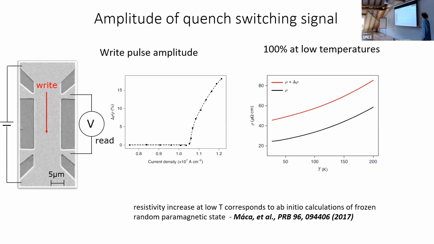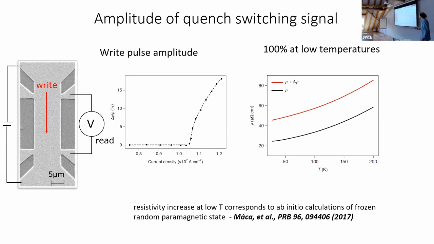The resistivity change depends on the amplitude of the writing pulse. So when we are increasing the pulse intensity, there is nothing happening, nothing happening. Please note that there is an offset here, so it means zero is somewhere here. So there is really nothing. And then all of a sudden we have this onset of the effect. And when we change the amplitude of the pulse in this region, we are quickly increasing the amplitude of the effect.